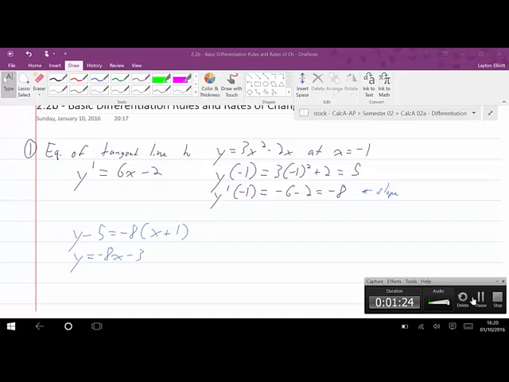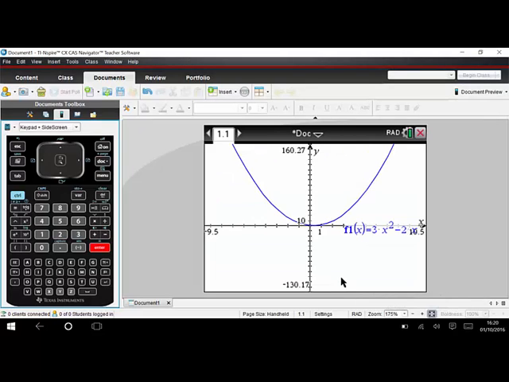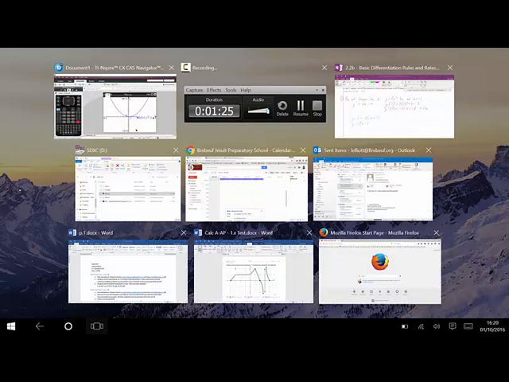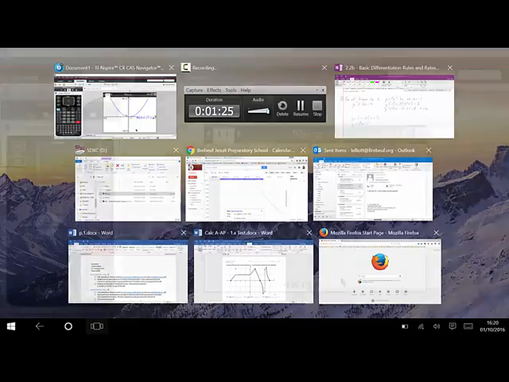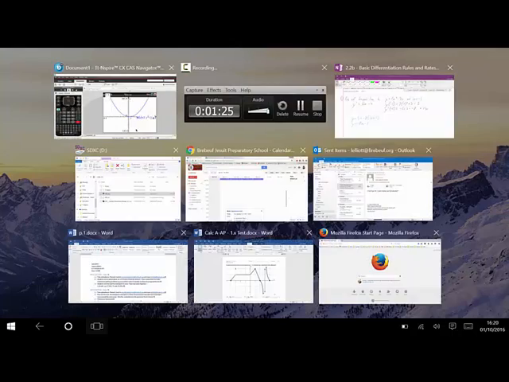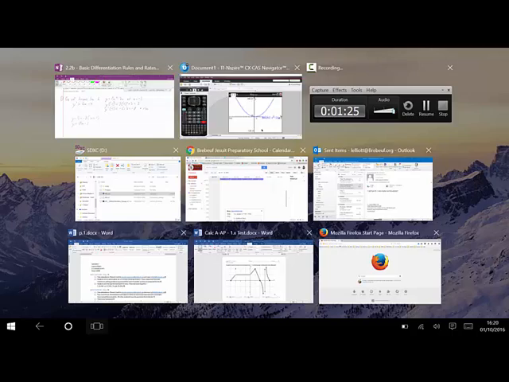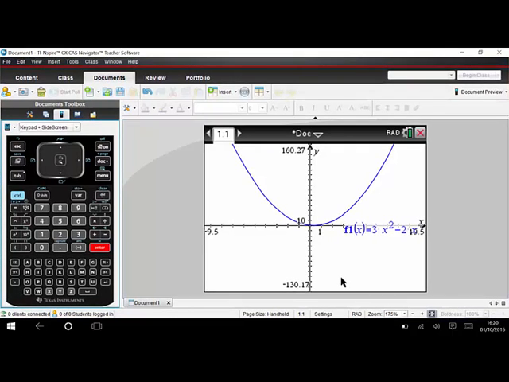So I'm going to pause this for a second. I'm going to set this up in graph form, because I do want to graph the line that I came up with, just to check it out. I came up with the line y equals negative 8x minus 3. So let's graph that. I'm going to type negative 8x minus 3. And it's looking pretty good.